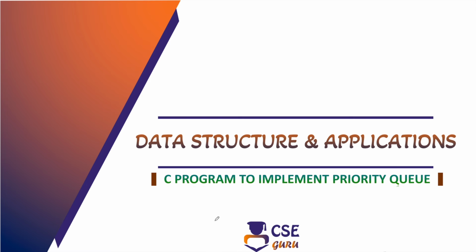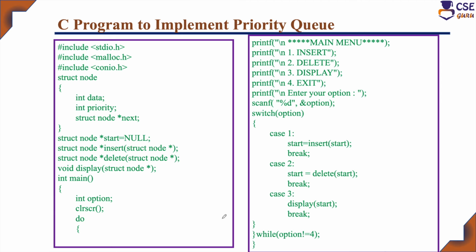Welcome to CSEGURU. In this session, we will discuss the topic C program to implement priority queue. Already, we have discussed what you mean by priority queue, and the two ways to implement priority queue, that is linked list implementation and array implementation. Both we have discussed with its insertion and deletion operation. Now, we are going to discuss the C program to implement priority queue.